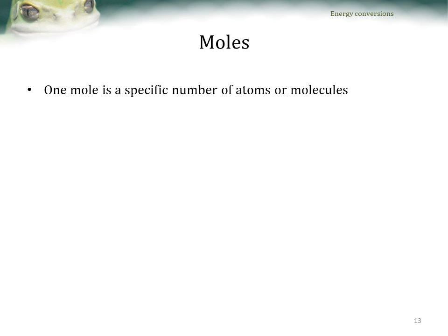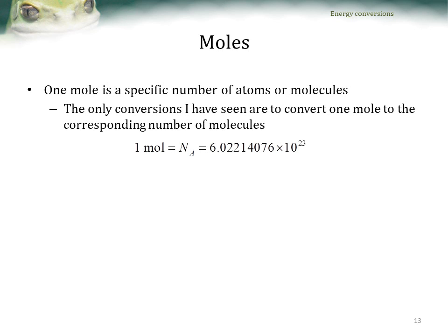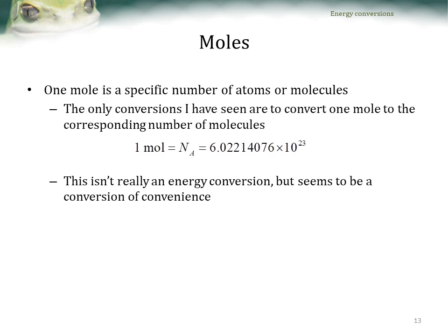Now, 1 mole is a specific number of atoms or molecules. The only conversions I've ever seen convert 1 mole to the corresponding number of atoms or molecules. So 1 mole is by definition Avogadro's number, which is the number that is seen here. That's not really an energy conversion, but it seems to be more of a conversion of convenience that is used while doing other energy conversions.